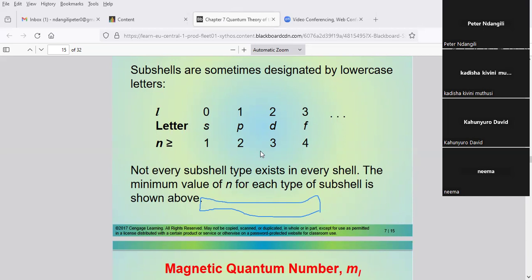Yes, these L values are coming from the values of n. Remember, I said that the first 3 quantum numbers are interdependent, in the sense that the value of n is going to generate values of L, and the values of L will generate the values of ML, the first 3 quantum numbers.